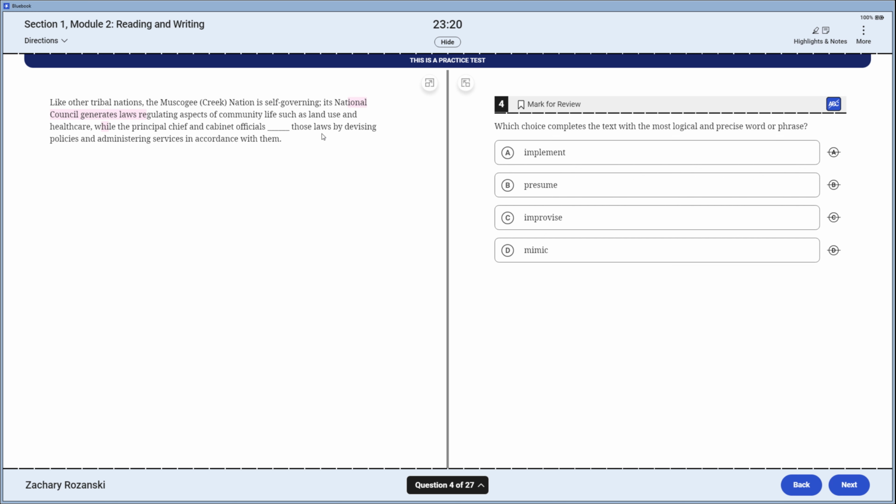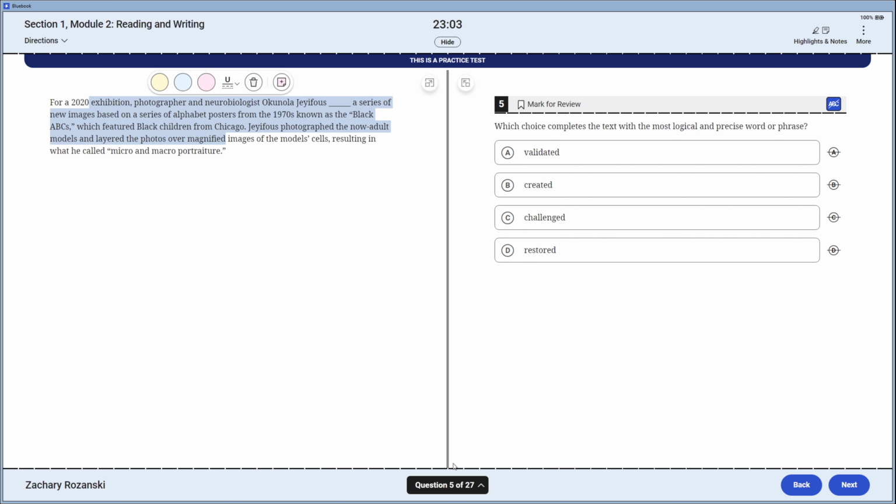These laws by devising policy in accordance with them, right? These participles can kick me forward in conjunction with the signal element here to land on this "accordance." Everybody is working together. They're not mimicking, they're not improvising, they're doing something with them. Implementing. Another vocab question, geez Louise. As I skim over all of this, I don't see any obvious signal elements here.